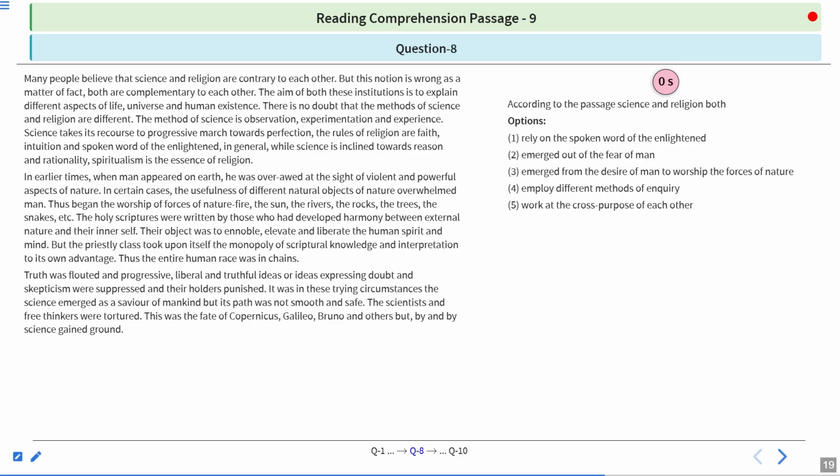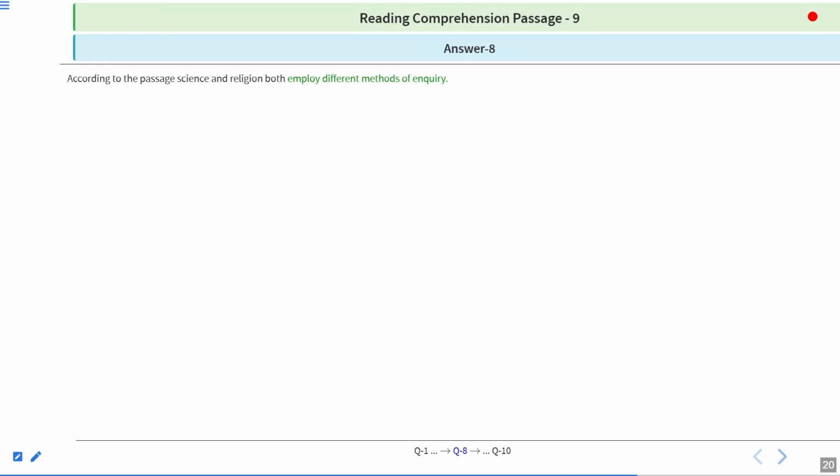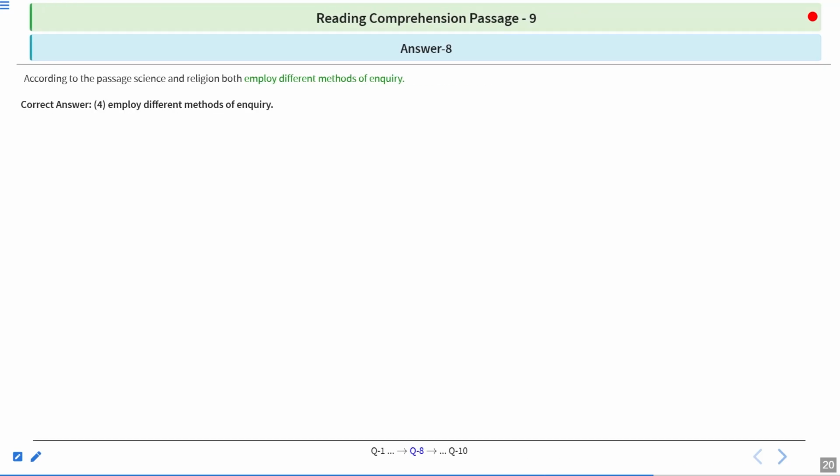I hope you've chosen the right one. Let's move to the correct answer. The correct answer is 4. Employ different methods of inquiry.